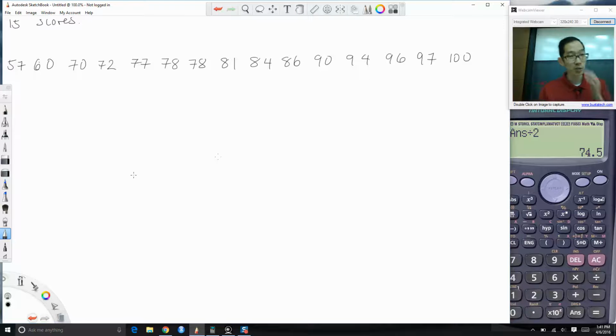So what do we do? The median, we want the spot where half are smaller and half are bigger. If we do 15 over 2, we get 7.5. So what we're going to say here is 7 are smaller than the median, 7 are larger, and we will say 1 value is equal to the median.